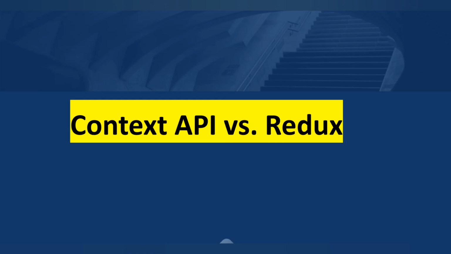Here in this tutorial, we will learn about the difference between Context API and Redux. Imagine you are in a big family and you need to share information with everyone. There are different ways to do this, and two popular methods in the world of React. The first one is Context API and the second one is Redux. Let's break them down in simple terms.